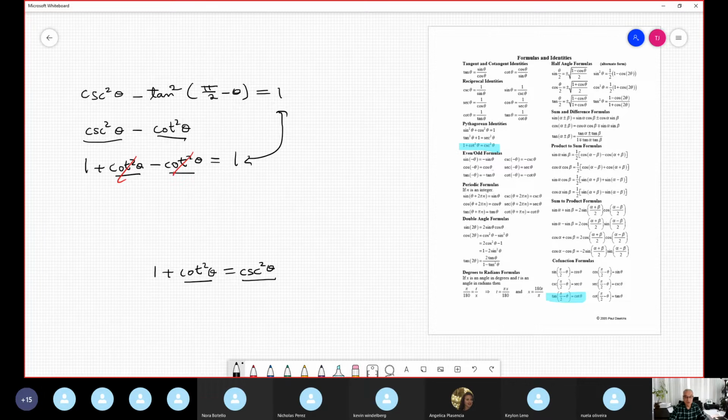So, when you see pi over 2 minus something, this smells like a cofunctions formula. Okay. Crystal clear or no? Confusing, very confusing. It's clear. Moving on to another example.